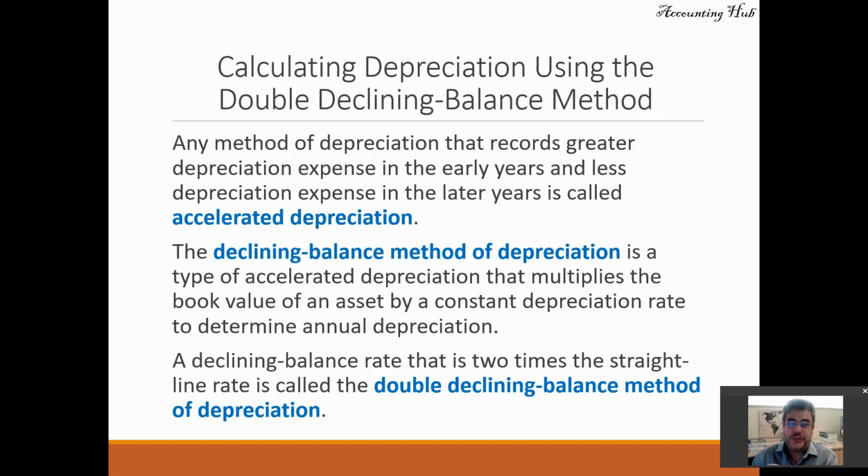Any method that records greater depreciation expense in the early years and less depreciation expense in the later years is called accelerated depreciation. The declining balance method is a type of accelerated depreciation that multiplies the book value of an asset by a constant depreciation rate. And a declining balance rate that is 2 times the straight line rate is called the double declining balance method of depreciation. That is what we will do here.